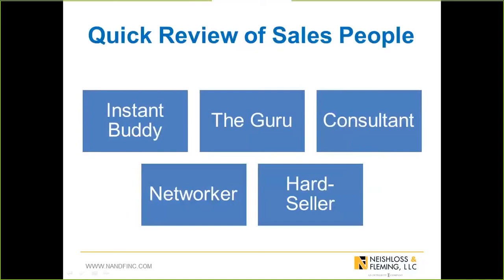Like your customers, you and your fellow insurance agents also have unique personalities and tactics when it comes to selling. Here we have 5 different types of sales approaches that you can start utilizing on your very next appointment. In the next few slides, we'll be talking about these methods: the instant buddy, the guru, the consultant, the networker, and the hard seller. So let's go in a little bit deeper on each of these.